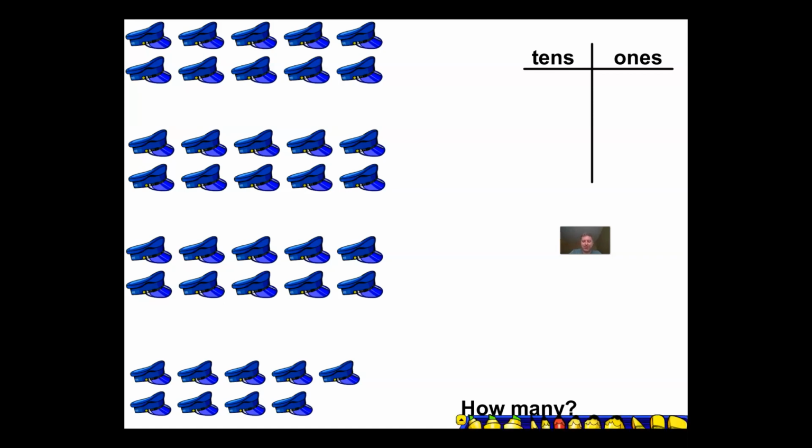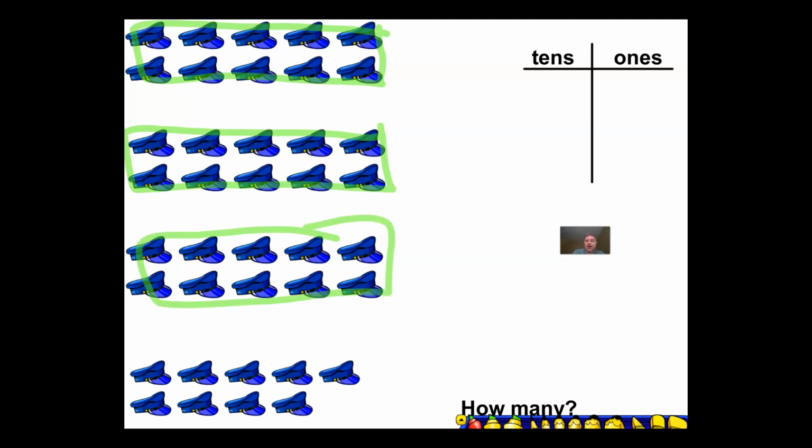All right, let's check your work. You ready? I'm going to do the box 10 way, okay? Because it'll be much faster. So I see here's 10. That's 2 rows of 5. Here's 10. Here's 10. So I have 3 tens.